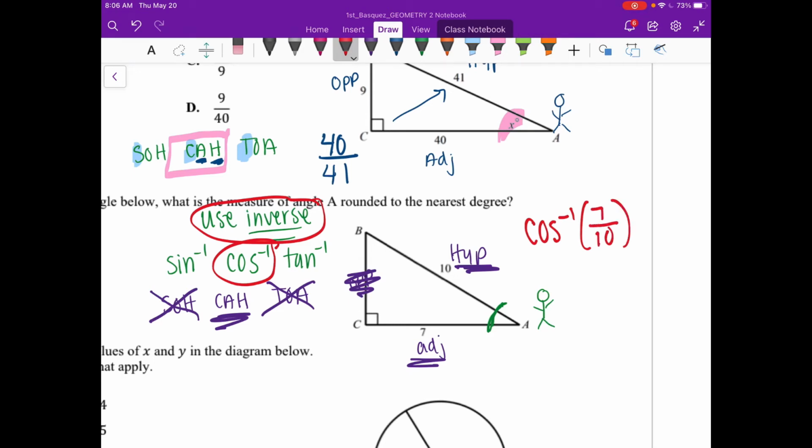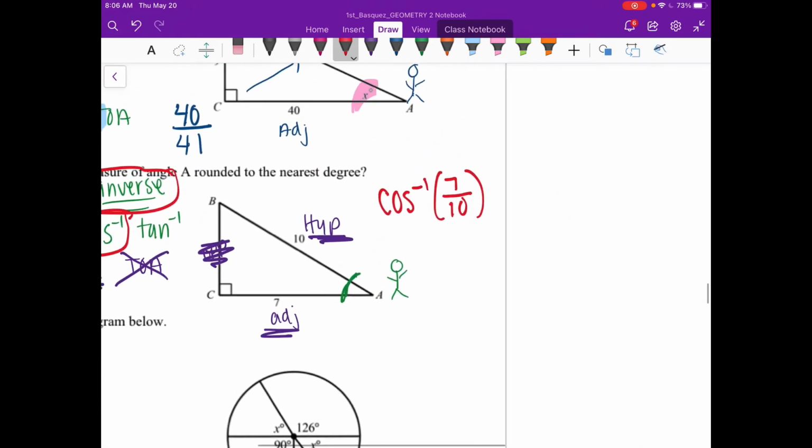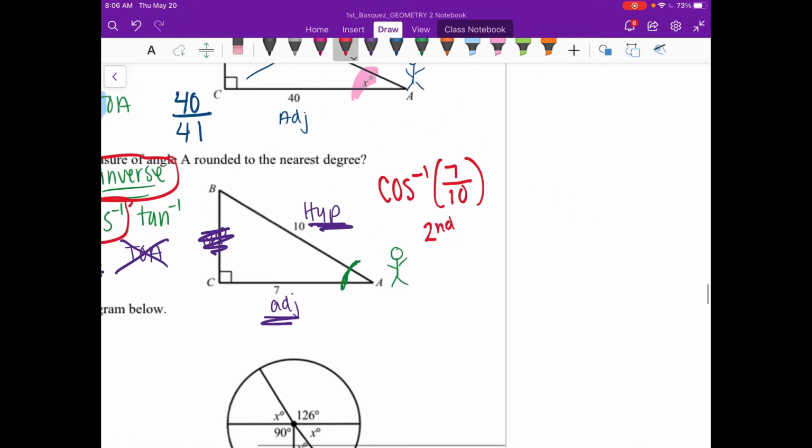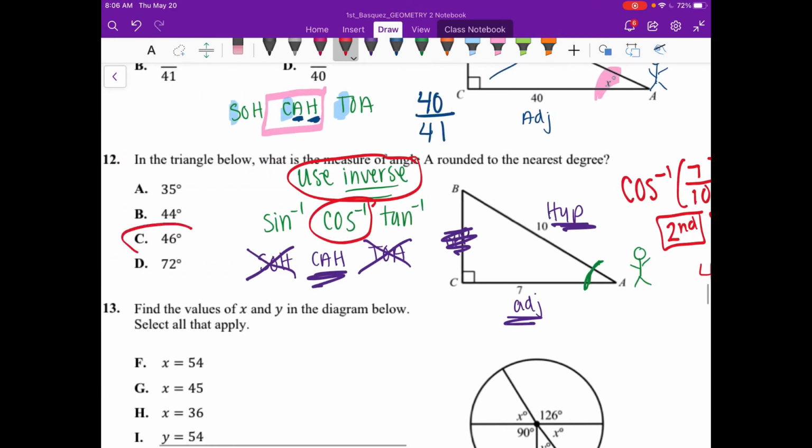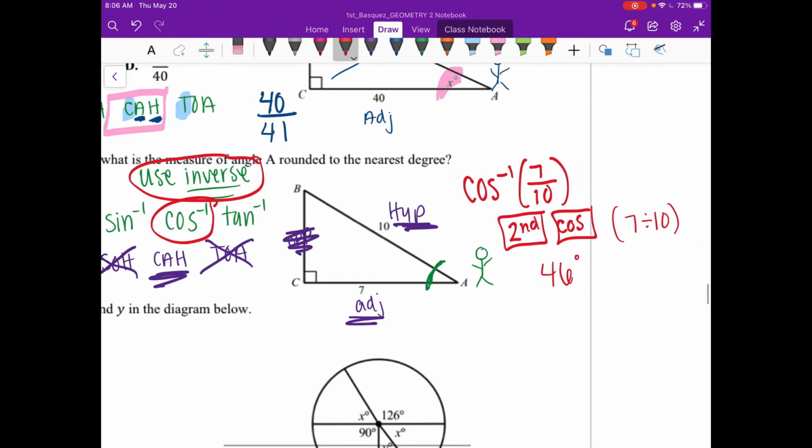And when you put that in the calculator, please practice that. Remember, you're going to do the second button first and then the cosine button. And then you should see the parentheses there. Do 7 division 10 or the ABC button, however you feel more comfortable doing that. You should end up with 46 degrees. So then the answer for that one is C. Okay, so make sure you are practicing entering those in the calculator.